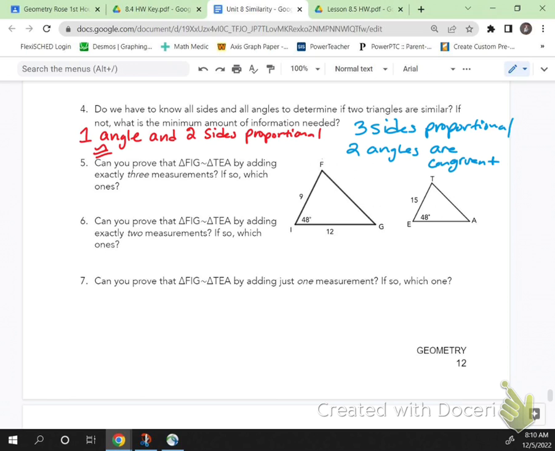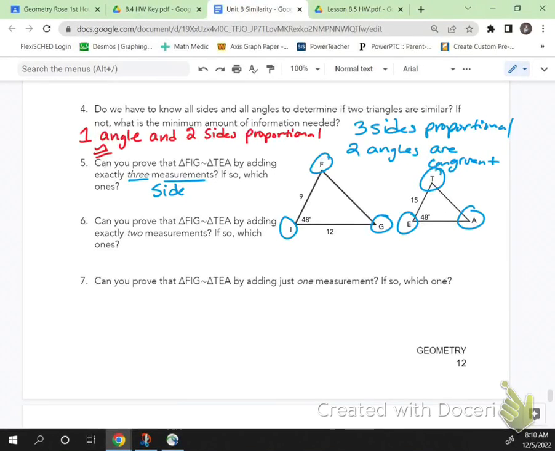Number 5. Can you prove that triangle FIG is similar to TEA by adding exactly 3 measurements? 3 measurements, and I'm going to be a bit more specific. By adding 3 side measurements. If so, which ones? Turn and talk with your team for number 5, please.